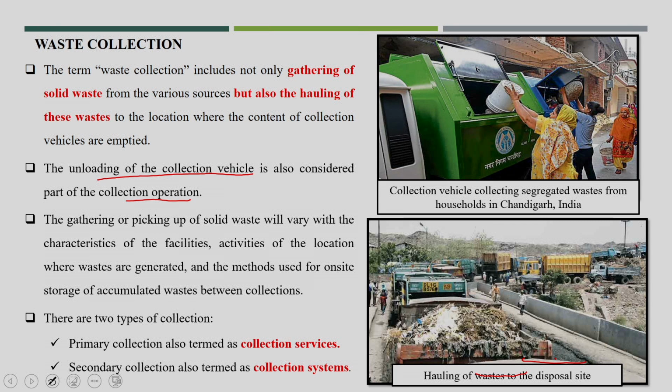And this picking of waste or collection of waste also depends upon the different kinds of activity at the location, how much waste is generated and what kind of method we are using. So, that is why, as I said, primary collection is also termed as collection services, which we are going to discuss today, and after that we will talk about the collection system, that is the secondary collection. Okay.